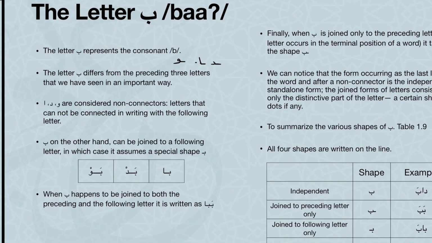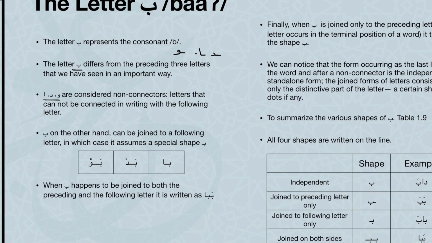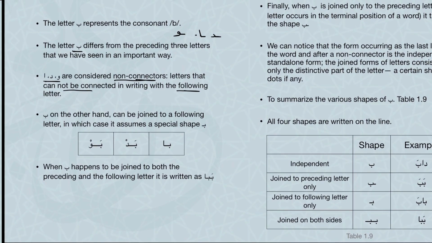Now, the letter ba is different. The letter ba is one of the sticky ones. As we said here, the waw and dal are considered non-connectors, letters that cannot be connected in writing with the following letter. Ba, as we said, is a sticky one, can be joined, has no problem with it. And it takes different forms, so to speak.